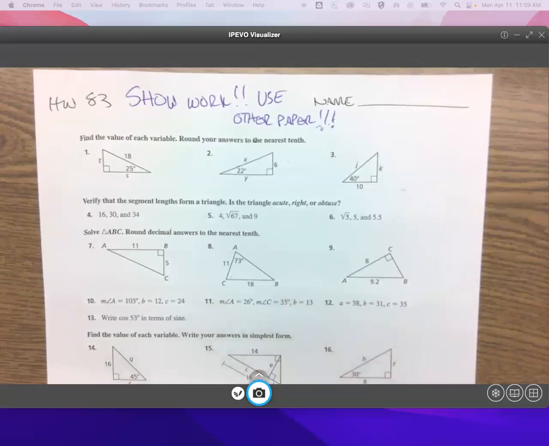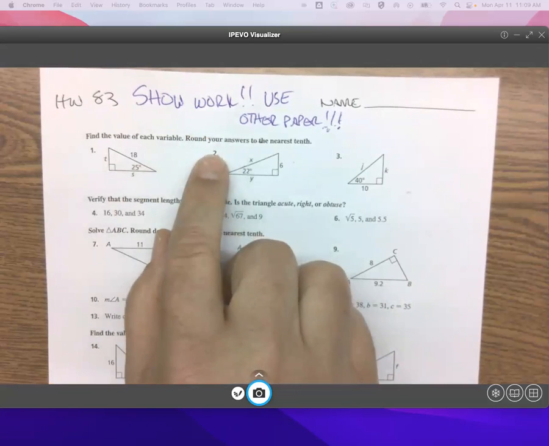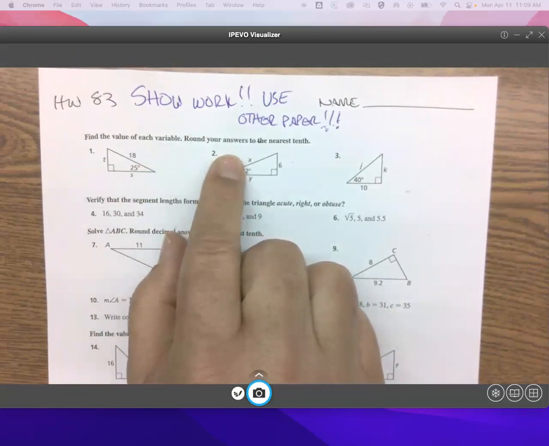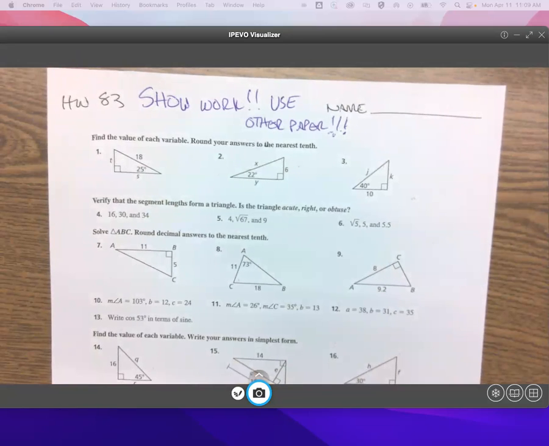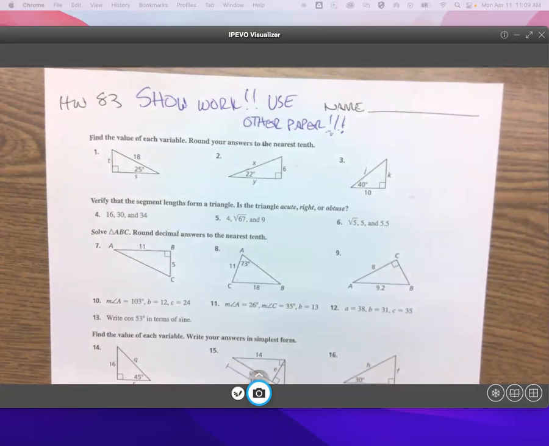This is a review document. I want you to do this review. Please, please, please use separate paper. Do not try to squeeze it all on here. It won't fit, and then you'll be truncating your work so much that it won't make sense. You will only get full credit on this work if you do it on separate paper. If you try to squeeze it on here, you will not get full credit.